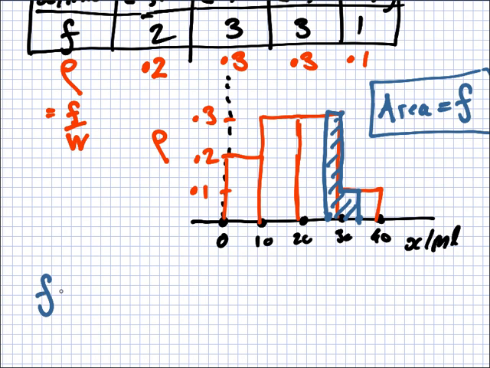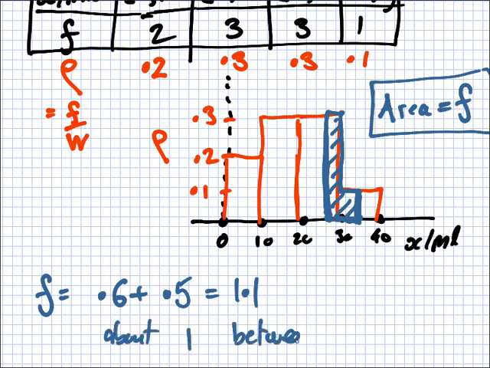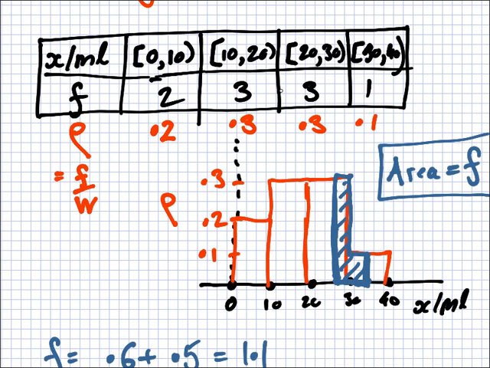So the frequency between 28 and 35, okay, what's the area of this one? That's 2 times 0.3, so that's 0.6, isn't it? Plus, and then this piece, how big is that? 5 times 0.1, that's half, 0.5, so that's 1.1. So there's roughly 1 data point between 28 and 35 milliliters. That's something you couldn't answer quite easily in the table.